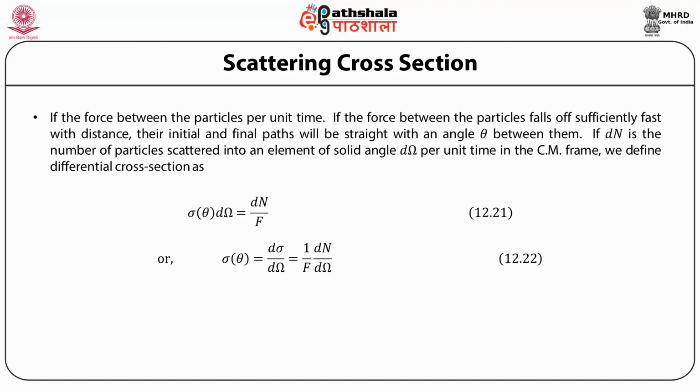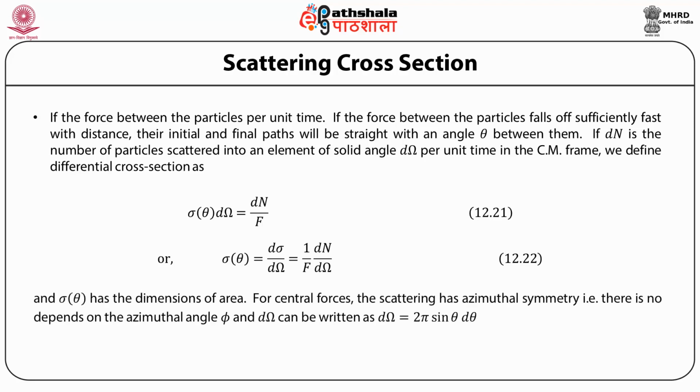Sigma theta d omega is equal to dn by F, where dn is the number of particles scattered into an element of solid angle d omega per unit time, and F is the flux. That is, sigma theta, which is d sigma by d omega, is then equal to 1 upon F times dn by d omega. So sigma theta here, you can see, has the dimensions of area. Why does it have the dimension of area? dn is the number of particles scattered, F is the flux per unit area, so it is number of particles per unit area, d omega is dimensionless, so sigma has the dimensions of area.